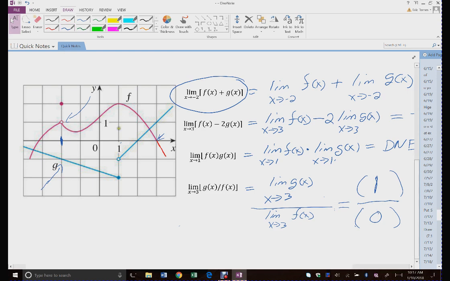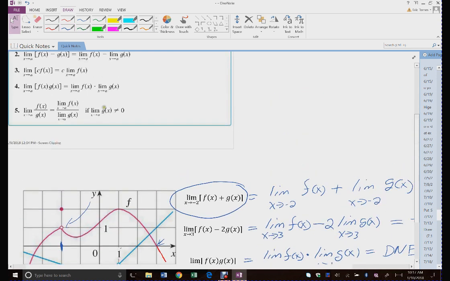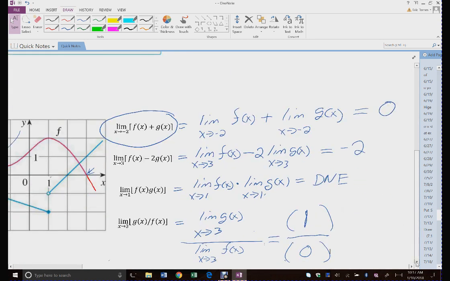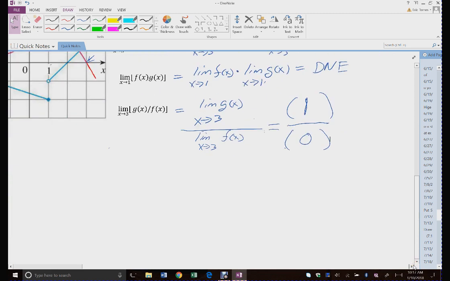However, let's just back up, and this is always an important part with division: the denominator must not equal 0, because dividing by 0 in general is not defined. So this does not exist. Even though both individual limits existed, 1 and 0, because we were dividing by 0, this particular setup does not produce an answer.